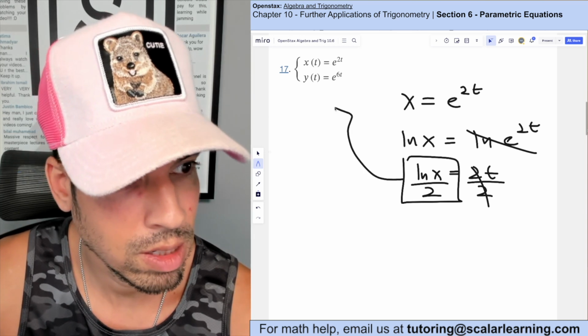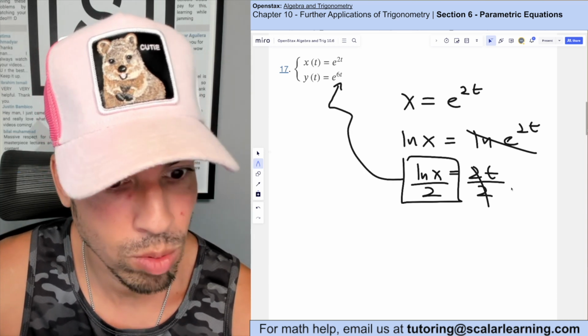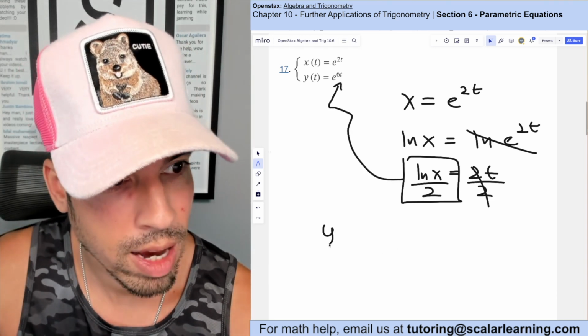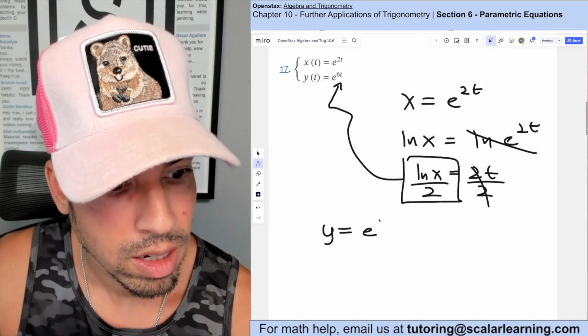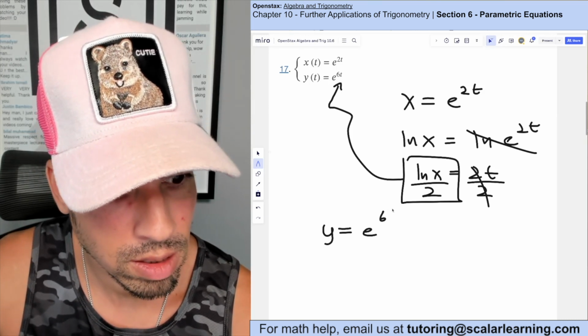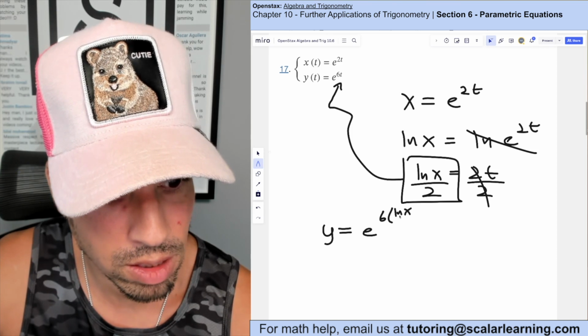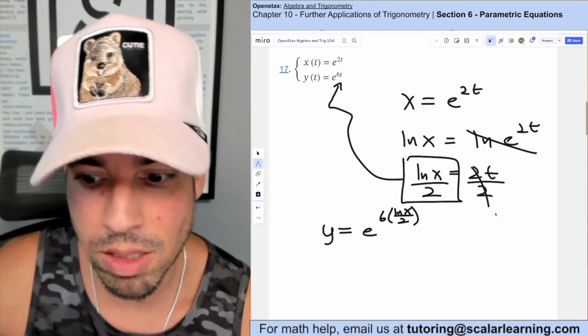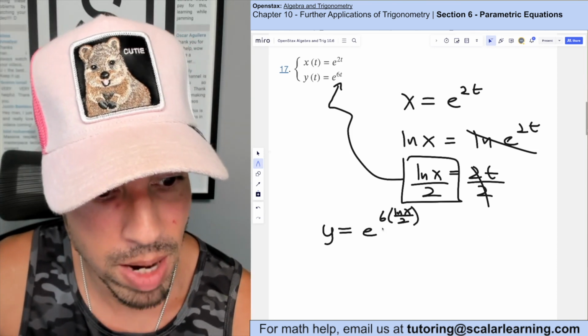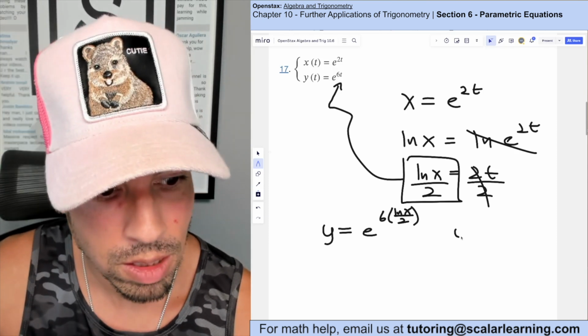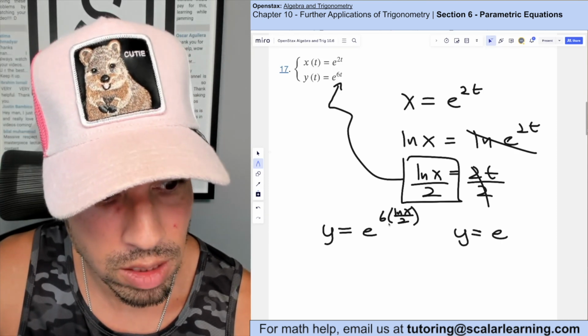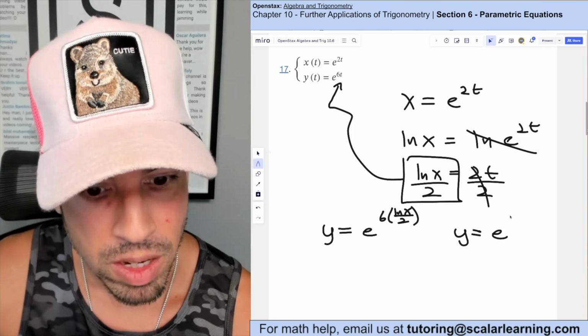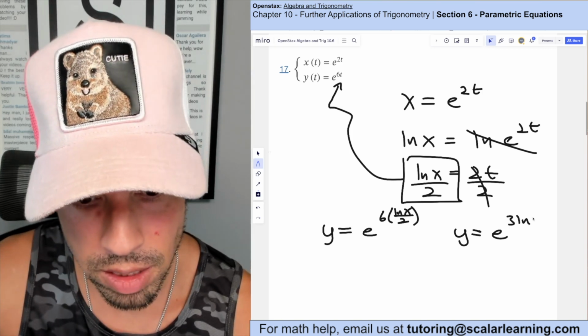Now we're going to plug this in for t, right? Because that's what equals t. So we have y equals e to the 6 times, instead of t, ln of x over 2. And we're going to simplify this a little bit only because that's what they did in the back of the book. So I'm going to distribute the 6, and then we got y equals e to the 6 divided by 2 is 3. So e to the 3 ln x.